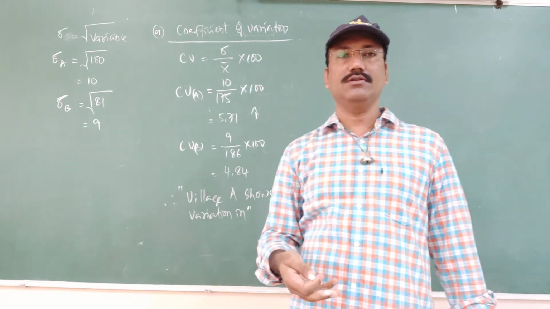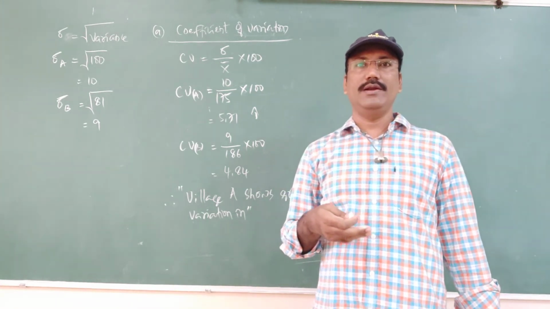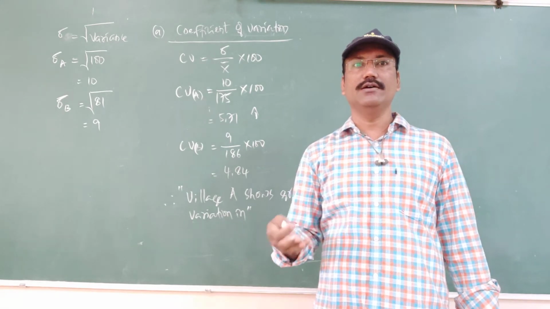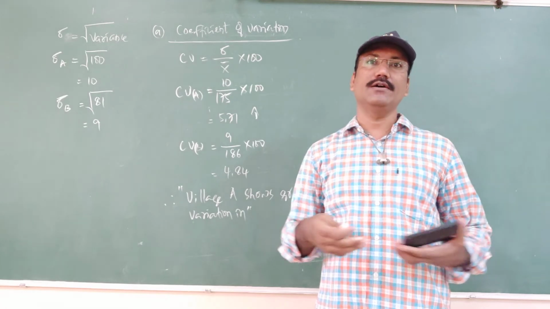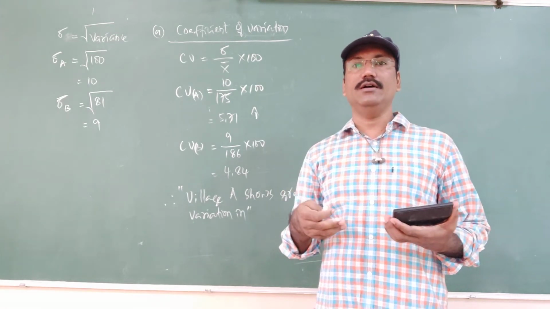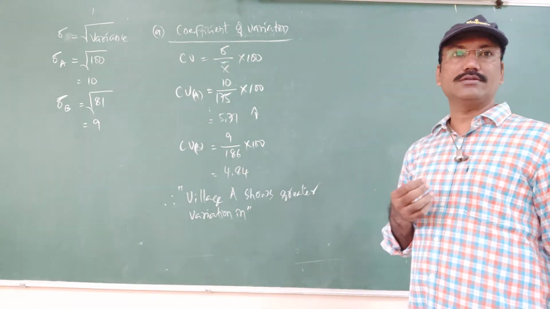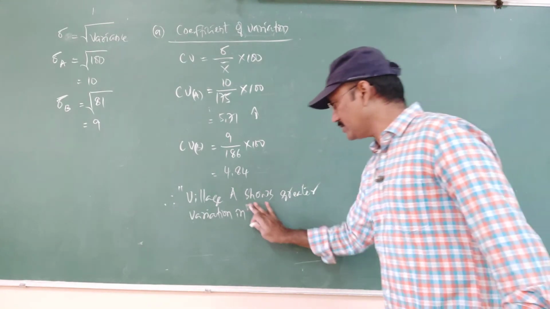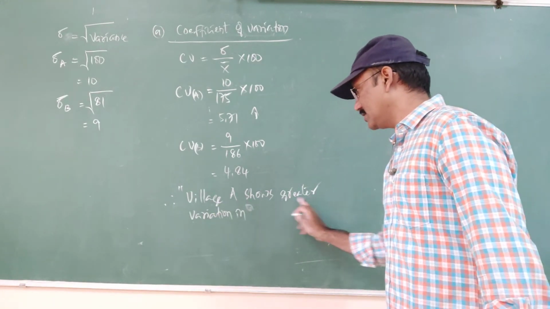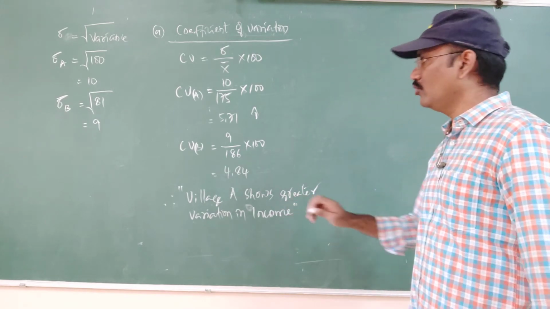If you see the question, what is the total income of both the villages put together? What is the total wages of both villages put together? So you need to find the total wages of A and B, right? Total wages, the value of total income of both. So this was income. So the village shows greater variation in income because the word income is there.